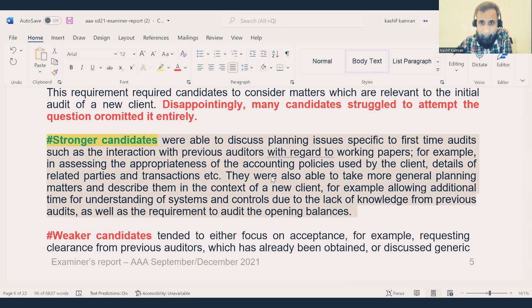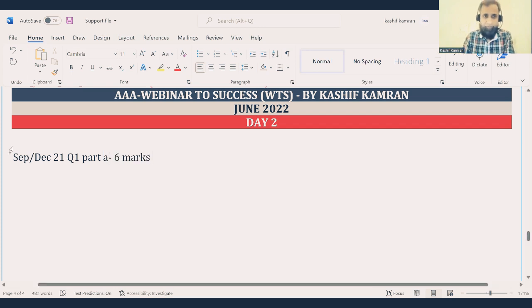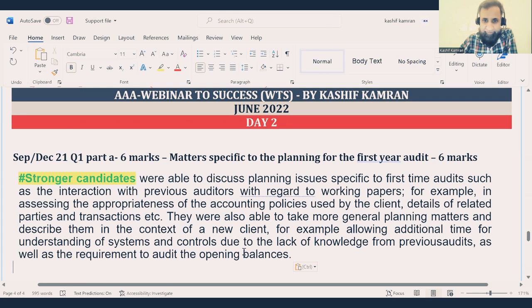Let me take it to my Word file for day 2. And we are looking at September-December 21, question number 1, part A for 6 marks. And for this requirement, the examiner is telling us, when you are looking at the matters specific to the planning of the first year audit, and you had 6 marks for this, this is what the examiner is telling us.